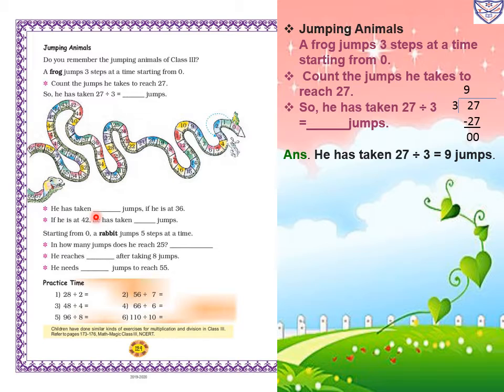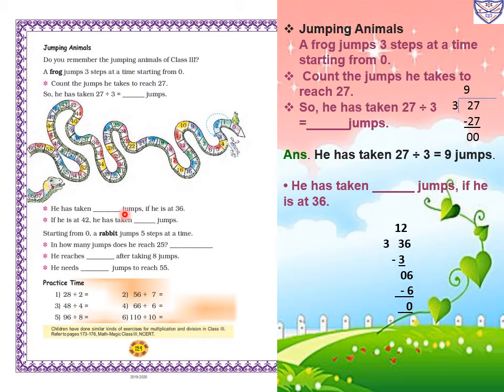Now the frog has taken dash jumps if it is at 36. If the frog is at 36, how many jumps has it done? So what we will do? 36 divided by 3. So we will know how many jumps she has done. So first we will take one digit, 3. So 3 ones are 3. So 3 minus 3 is 0. Now we will carry down 6. In the 3 table when 6 comes, 3 twos are 6. So 6 minus 6 is 0. So how many jumps has the frog done? She has taken 36 divided by 3 equals 12 jumps from the starting point.